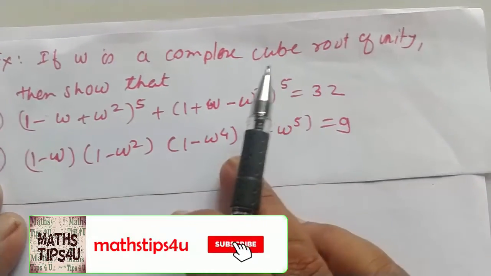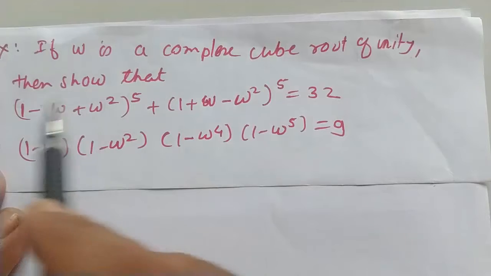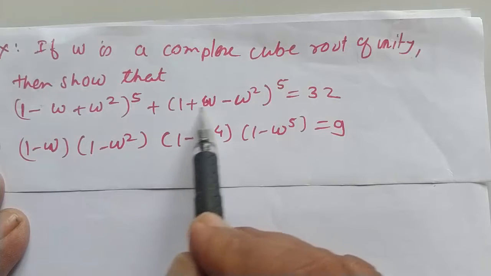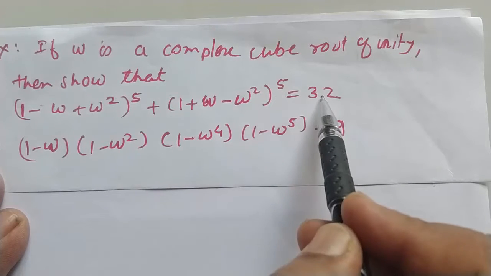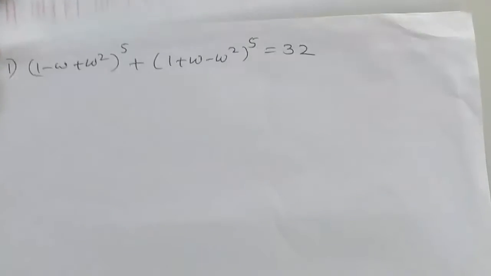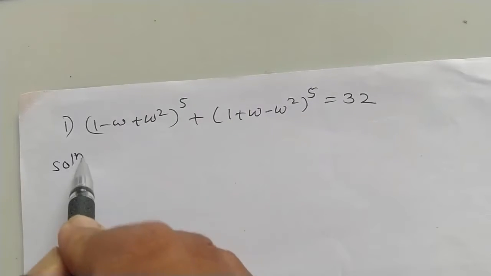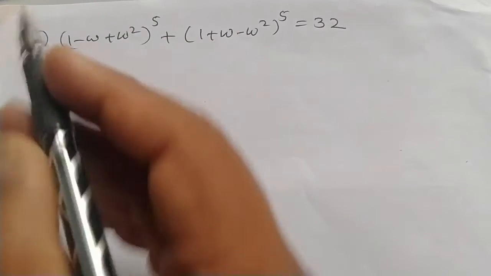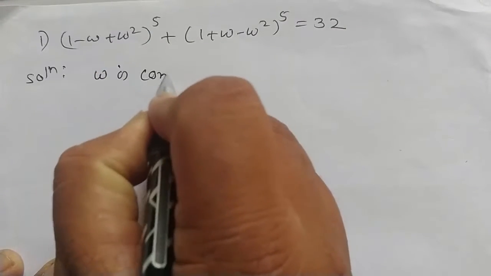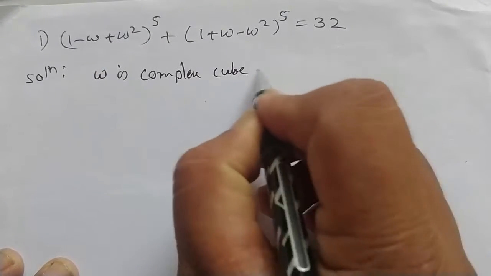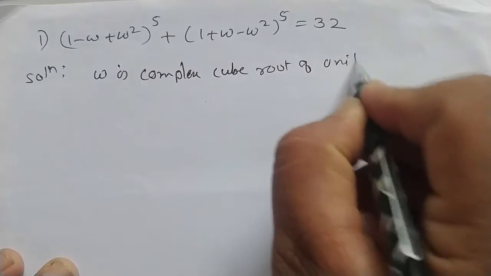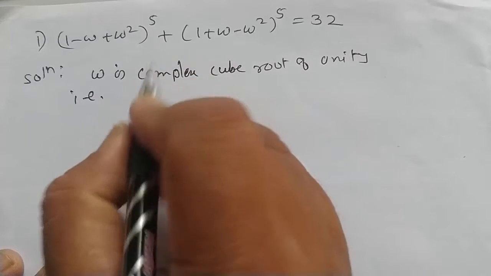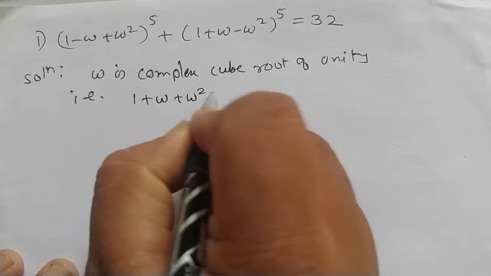The example is, if omega is a complex cube root of unity, then show that (1 minus omega plus omega square) raised to 5 plus (1 plus omega minus omega square) raised to 5 is equal to 32. Solution. Since omega is a complex cube root of unity, it satisfies the equation 1 plus x plus x square is equal to 0. That is, 1 plus omega plus omega square is equal to 0.